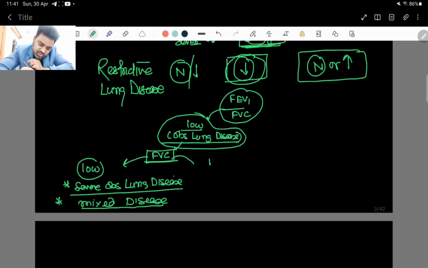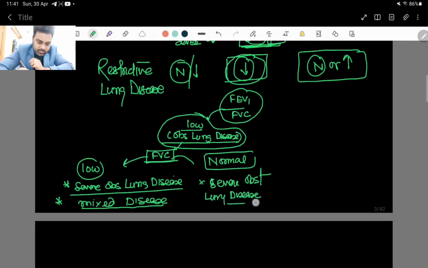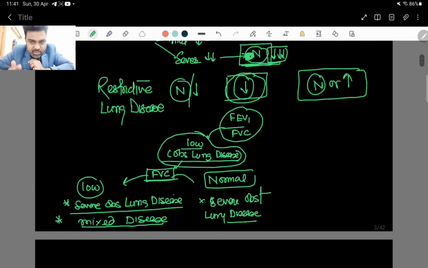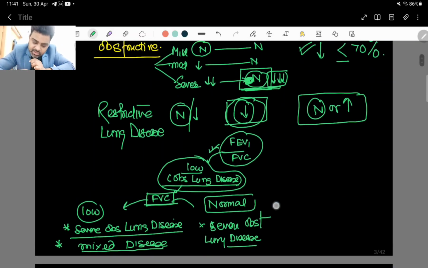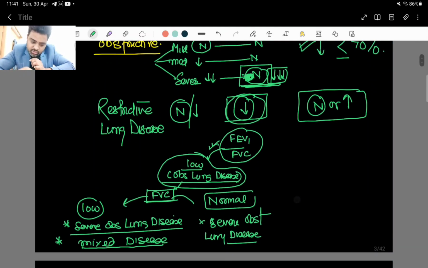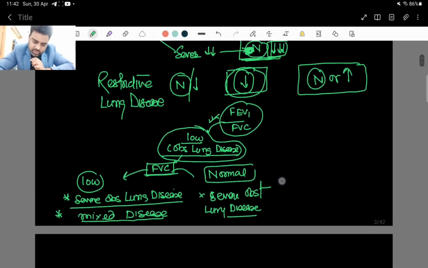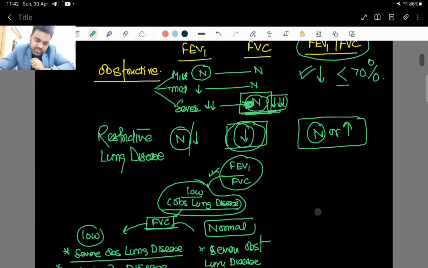Now, if FVC is normal, that means what? It is not a severe obstructive lung disease. Because if FVC is normal, that means this patient does not have a restrictive lung disease, because in restrictive lung disease FVC must be low, and FEV1 by FVC is low, that means it has an obstructive lung disease. That means this patient has an obstructive lung disease, it is not a restrictive lung disease. Okay.